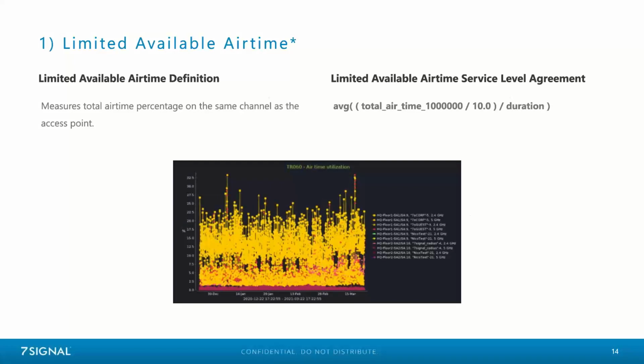So by 7signal's definition, if you're curious about available airtime, our definition is the total airtime percentage on the same channel as the access point. And then our Sapphire Eyes, which are our high performance sensors, that's the actual equation that they use to spark out the service level for airtime.